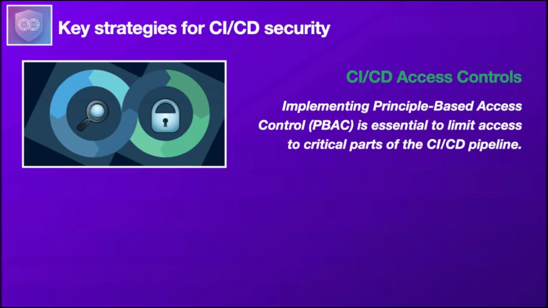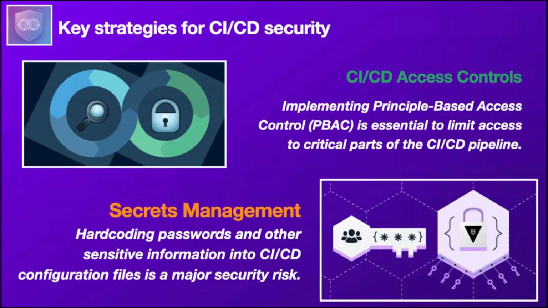3. CI/CD Access Controls. Implementing Principal-Based Access Control, PBAC, is essential to limit access to critical parts of the CI/CD pipeline. By restricting permissions to only those who need them, organizations can minimize the risk of attackers gaining unauthorized access to sensitive tools or resources. 4. Secrets Management.